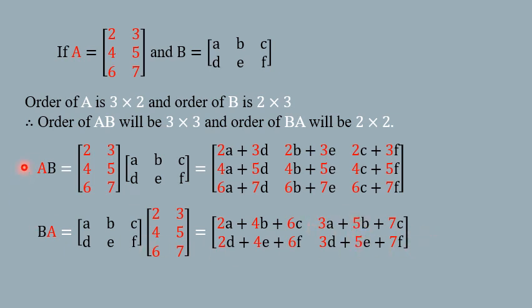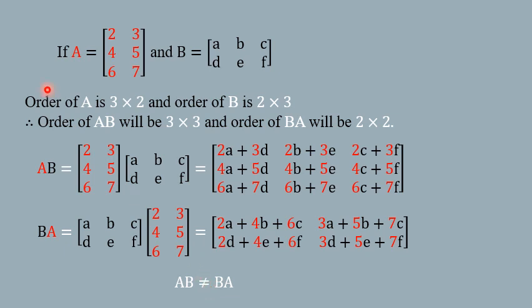Now just compare these two matrices AB and BA. The order of matrix AB is 3 by 3 and the order of matrix BA is 2 by 2. Surely these two matrices are not equal, because for equality the order should be the same and the corresponding elements should also be the same. Here the orders of AB and BA are different. That means these two matrices are not equal. So it is possible to say that matrix multiplication is not commutative.